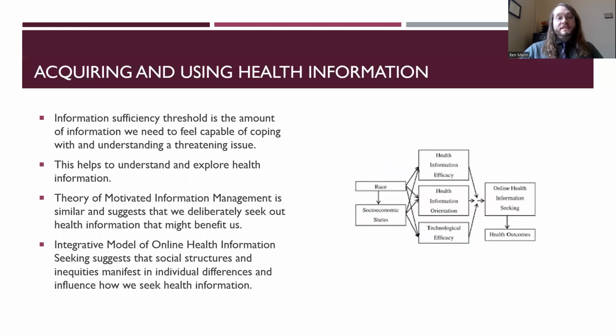It's also important for us to think about how we are gaining and using information that we're accessing through online channels. There's what's known as the information sufficiency threshold, which is the amount of information we need in order to feel understanding about information and understanding an issue. We felt this a lot with COVID-19. How much information about COVID, its effects, its symptoms do we need to know before we feel like we've got a full grasp and can feel confident in our decisions going forward? So this helps us to understand information.